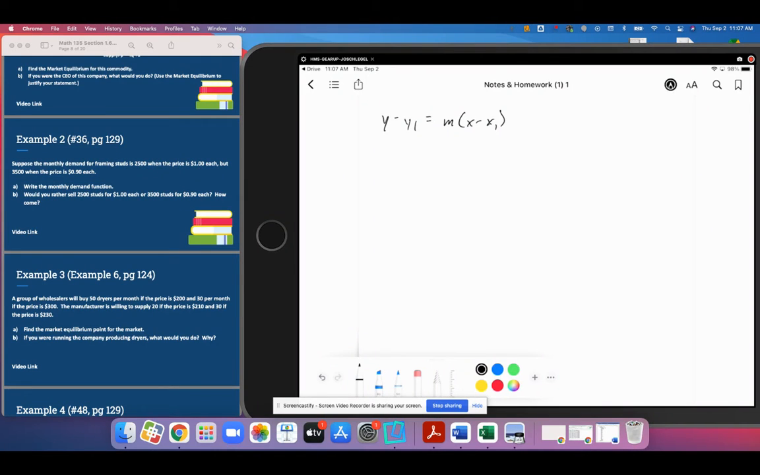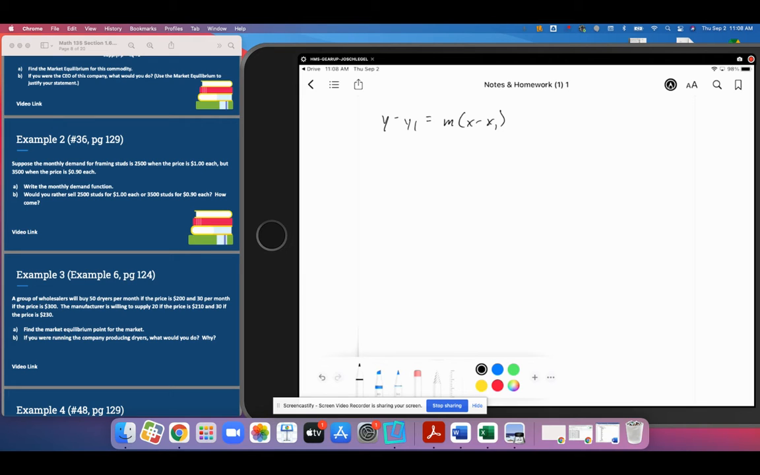Back with example 2, and we are asked to construct a demand function for some framing studs. So when we have 2,500 framing studs will be available when the price is $1 each, but 3,500 when the price is 90 cents each. And I actually said that backwards. The demand, so this is how many the consumer would be willing to purchase, not how many would be supplied. And so you can see that as the price goes down, the demand goes up.